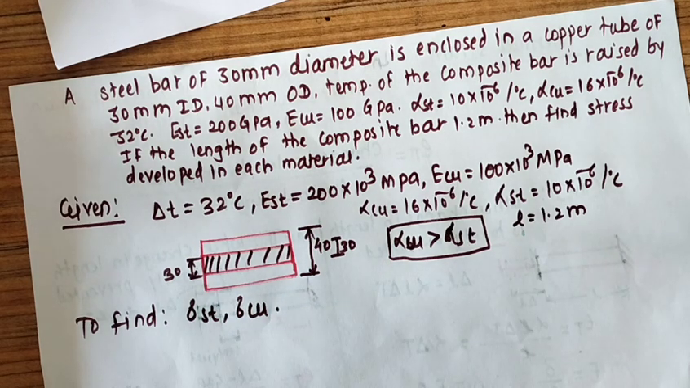So this is our statement. It's very easy. We know that as alpha Cu is greater than alpha St, as per our previous concept, let's say I consider here the steel and copper. So this is your section given. We assume it is free at one end and expands due to temperature.